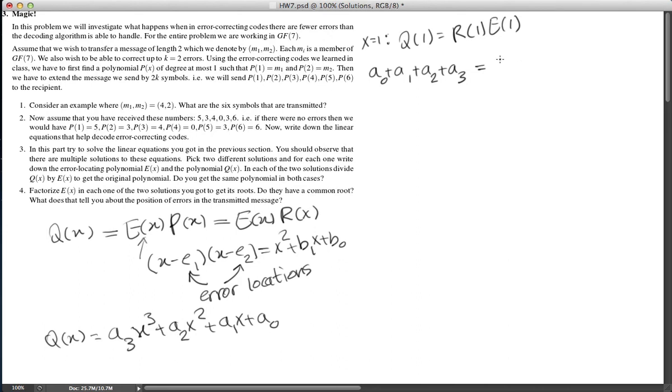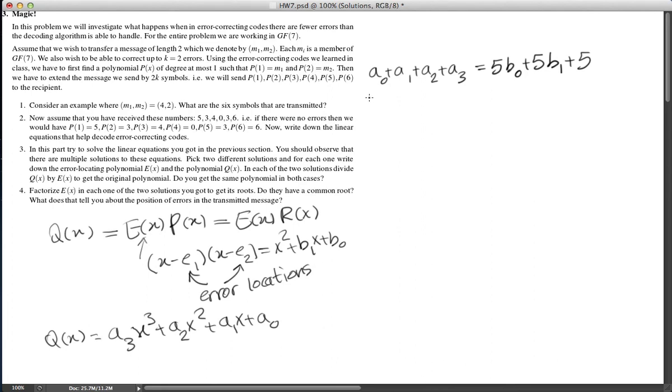It's just 5 times e of 1, which is just b0 plus b1 plus 1, right? If you expand this out, this is equal to 5b0 plus 5b1 plus 5. Okay, so this is the equation that we get for x equals 1.